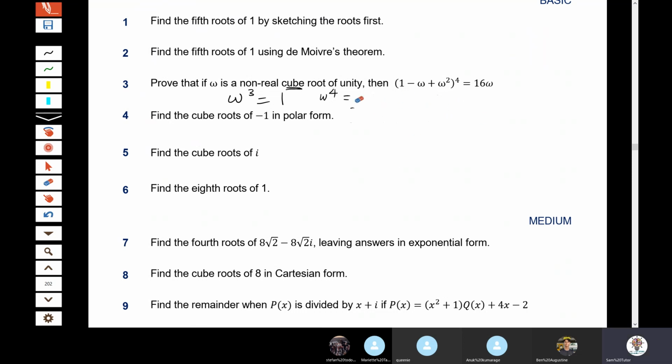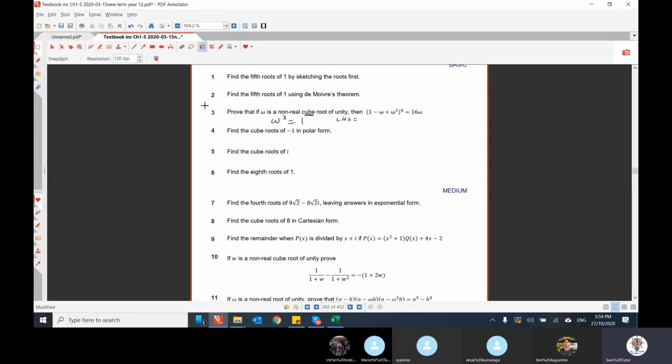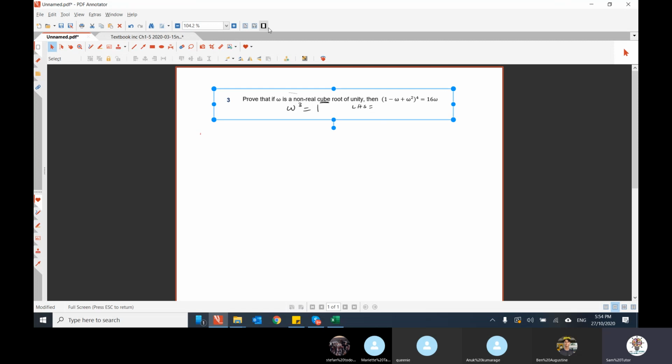So we need that logic because it says prove that if that's true, then this equals 16 omega. Let's see. 1 minus omega plus omega squared to the power of 4. Obviously, what are you going to do with your left-hand side? You're right. Hold on. I'm just going to screenshot it, because obviously I won't have room there.